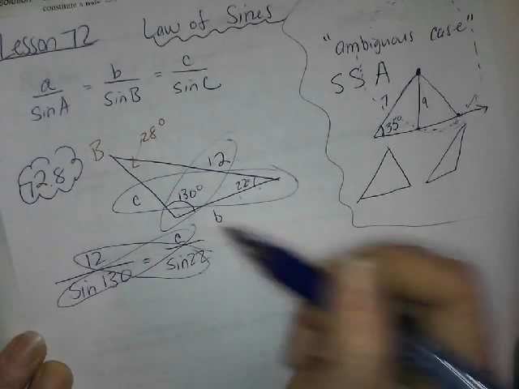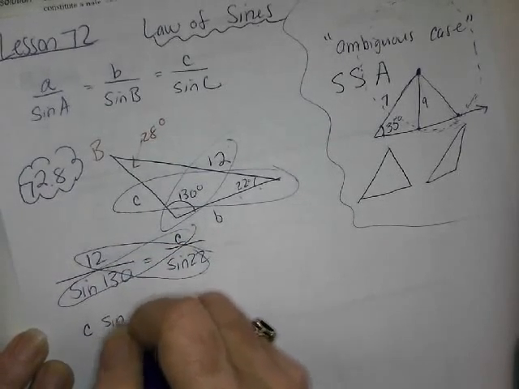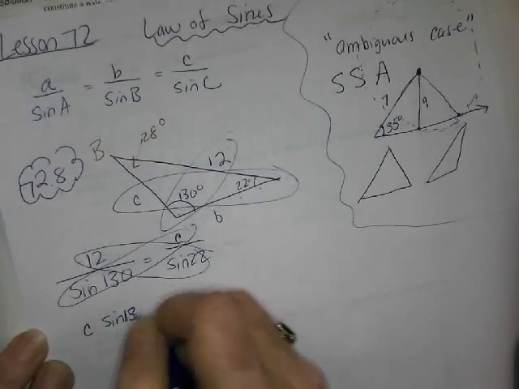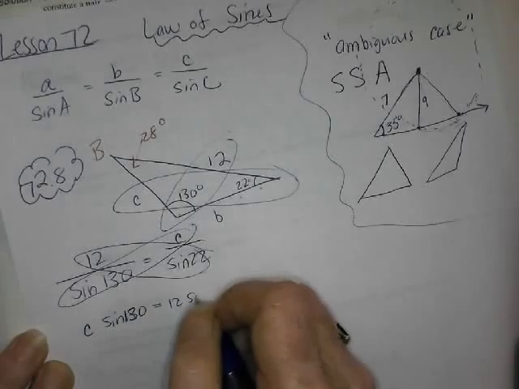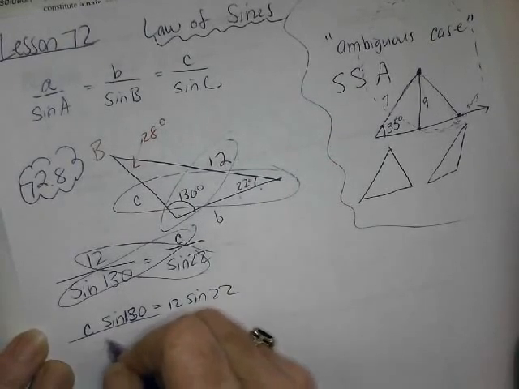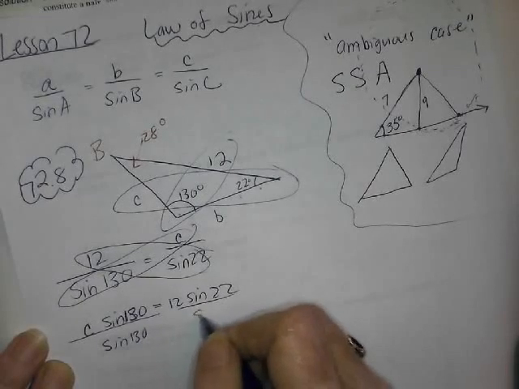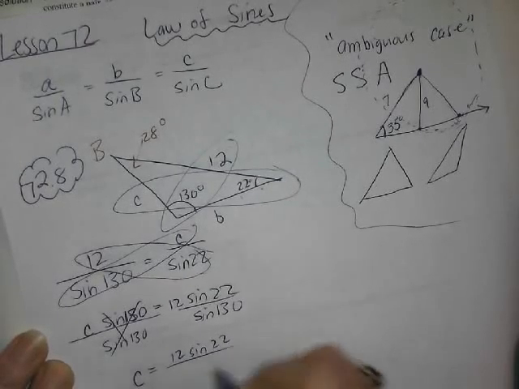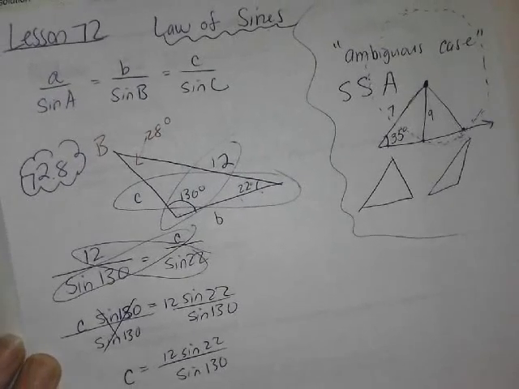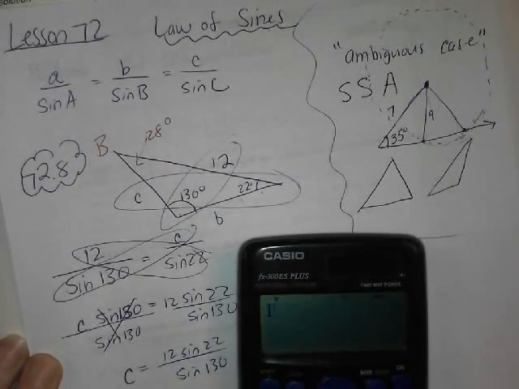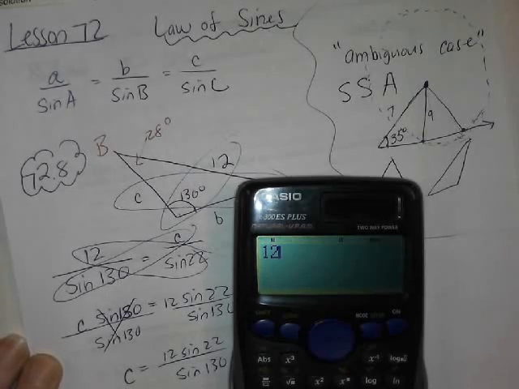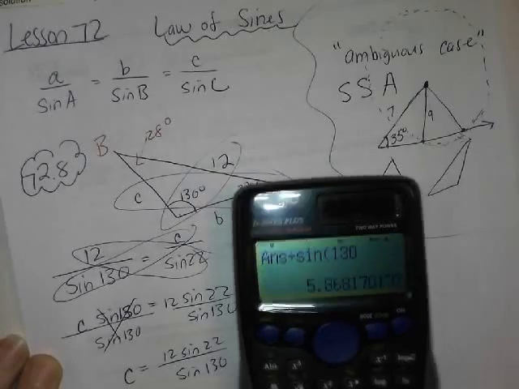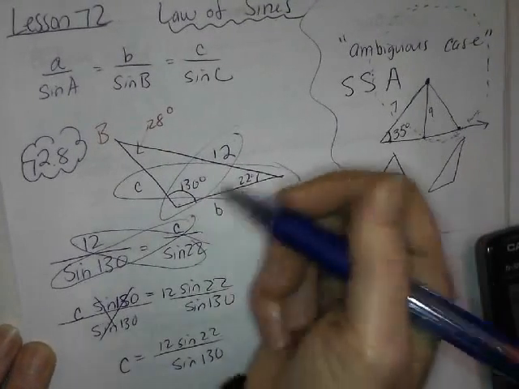So that means that c times sine of 130 is equal to 12 times sine of 22, right? And then I want to solve for c. So c is equal to 12 sine 22 over sine 130. Let's put it in the calculator. 12 sine 22 divided by sine of 130. That turns out to be about 5.86. So I'm going to say c is about 5.86.